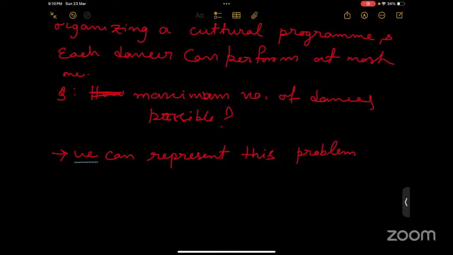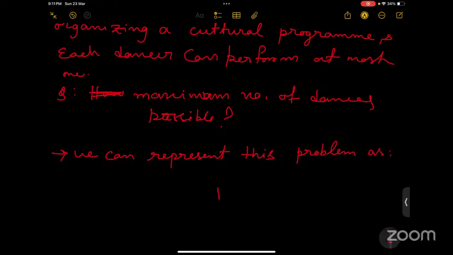Basically, what is the aim? We have to find the maximum number of dances, right? When we have to find something, try to focus on that point. Okay. So here the number of students in a dance group is not that important. Here the important thing is the maximum number of dances we can arrange for the program, right?